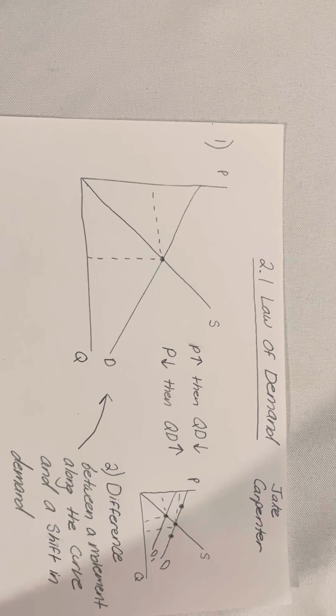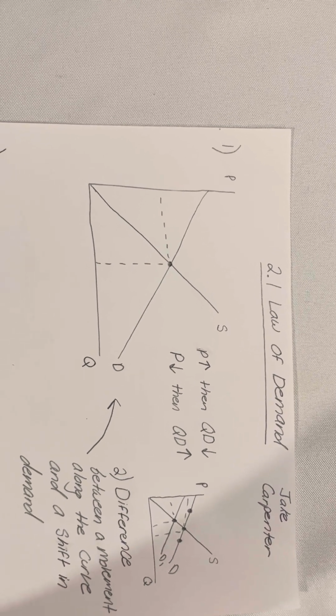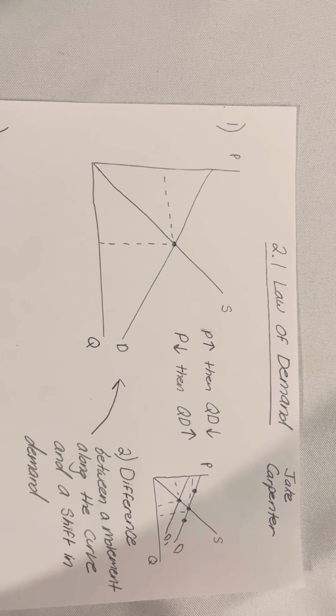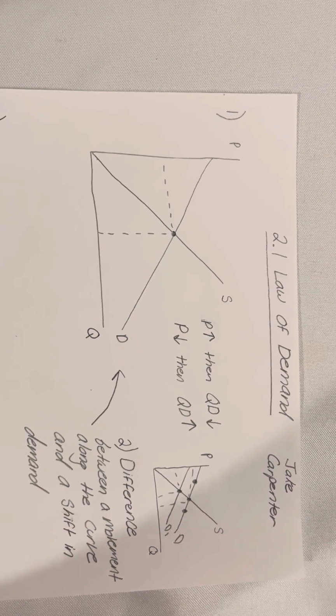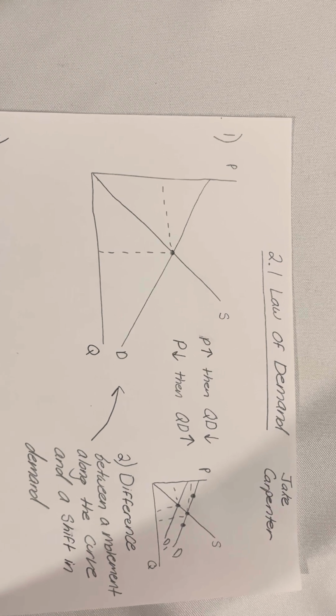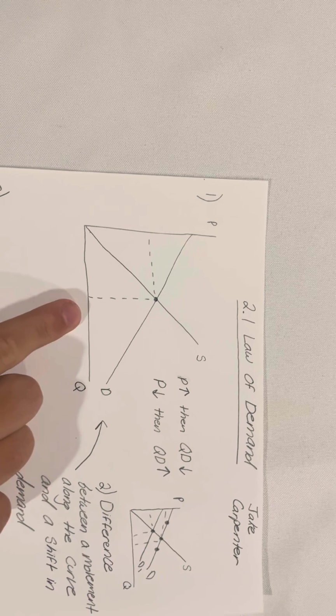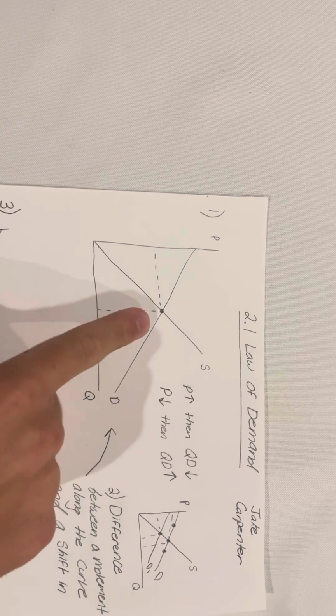Okay, so first, let's talk about the definition of the law of demand. The law of demand states that if the price of a good or service increases, the quantity demanded will decrease. And if the price decreases, the quantity demanded will increase. And here's my supply and demand graph with my point of equilibrium here.